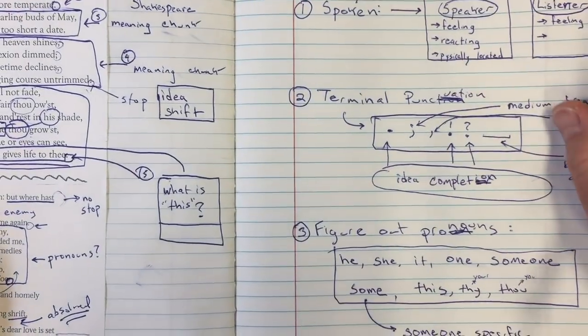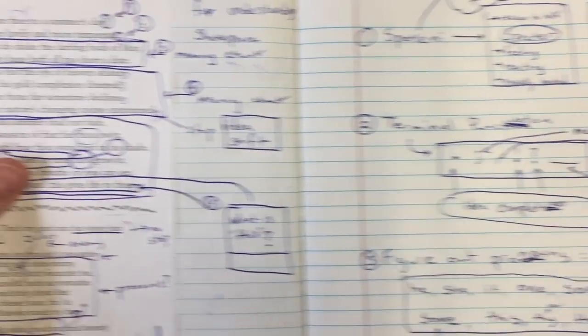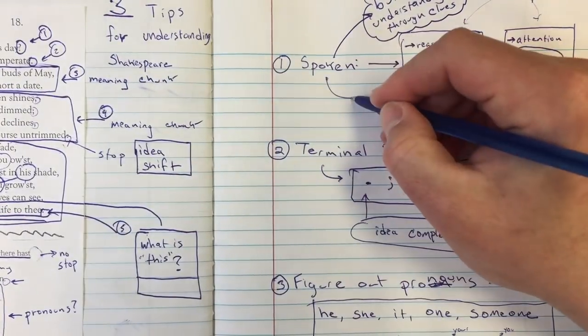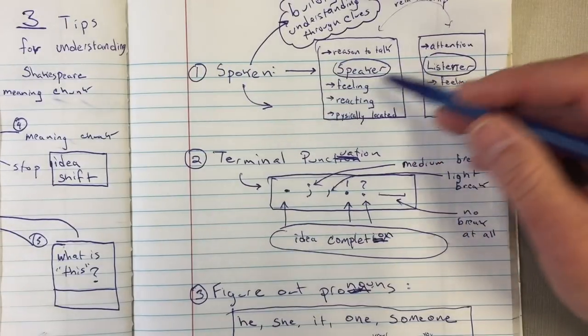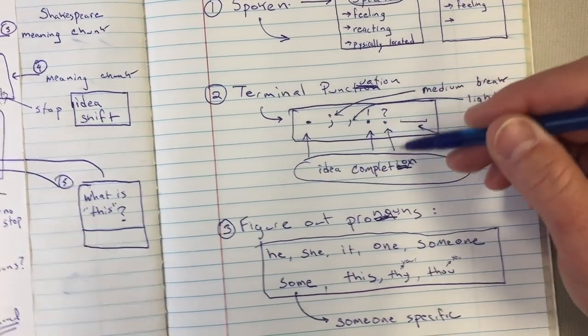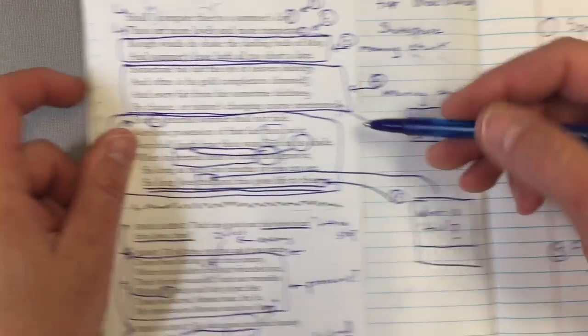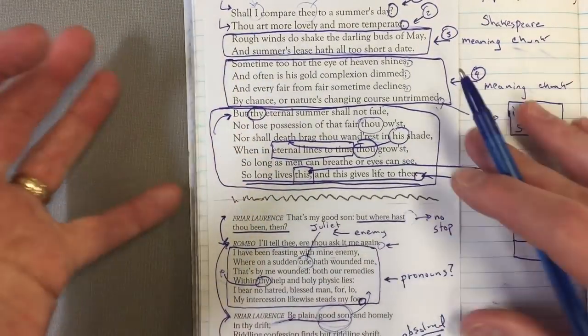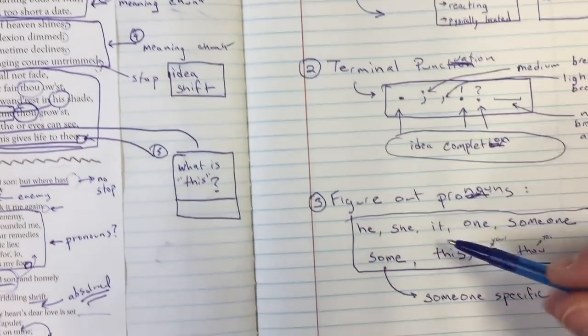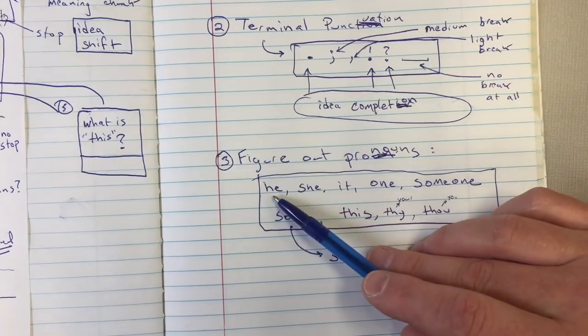These are your three tips. I thought I'd do more, but this is plenty. Three tips for understanding. Number one, speaker: who is speaking? Who is being spoken to? Number two, terminal punctuation: how does each line end? Is it connected to the next line, or is it a complete idea in itself with terminal punctuation? And finally, figure out the pronouns.